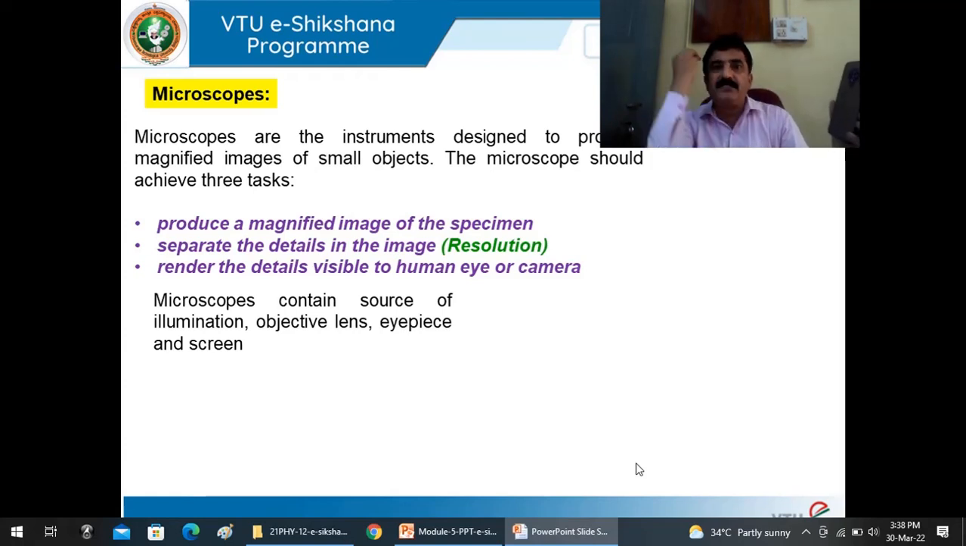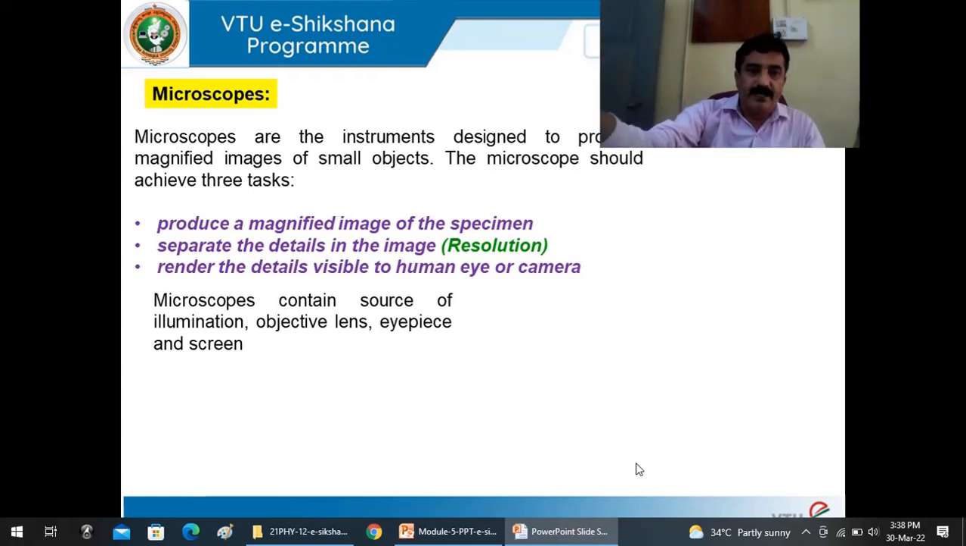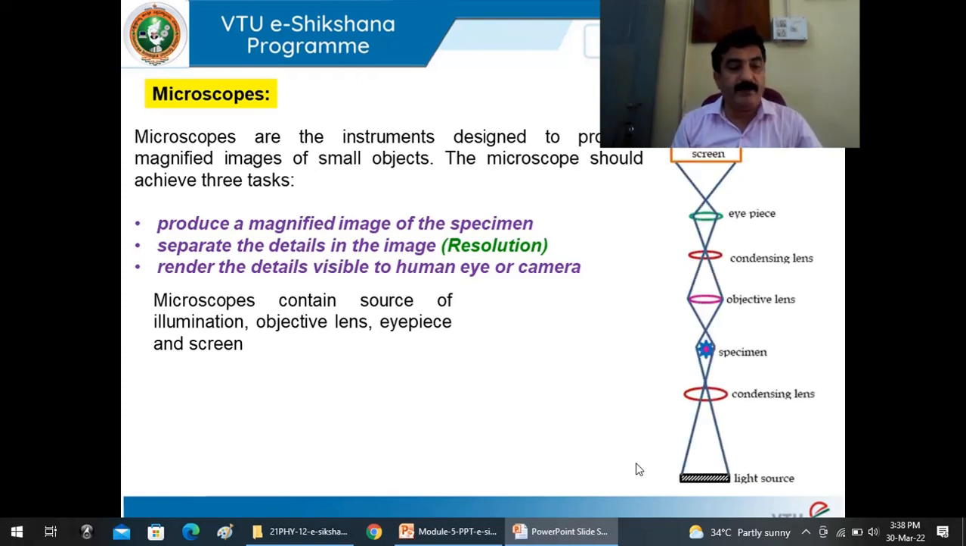And finally, it enters into my eye. It enters into my eye means on the retina, it forms image. So retina is my screen. So the whole setup, light source, object, objective lens, eyepiece, screen, all put together, it is a microscope.